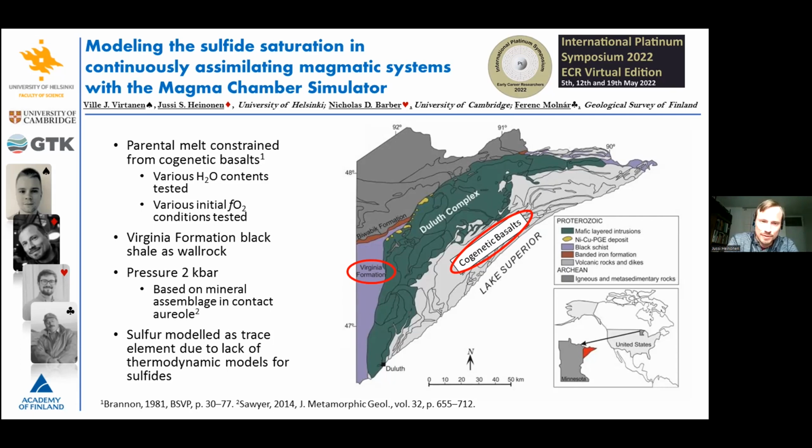Black shale wall rock, pressure 2 kilobars based on mineral assemblages in the contact aureole, and sulfur modeled as a trace element here. Of course, in nature, phase equilibria of sulfides is what is important. But since we don't have at least an MCS-compatible tool to study it, we just try different end-member scenarios for sulfur to be either compatible or incompatible in the wall rock.